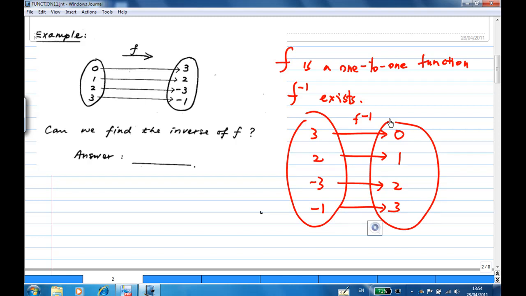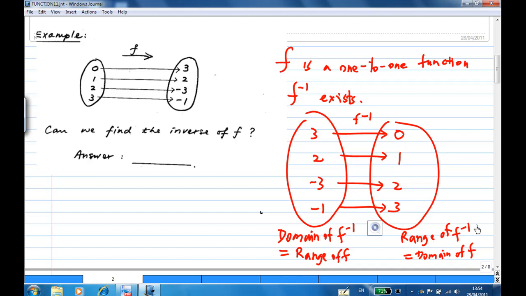And the domain of f inverse is the same as the range of f. And the range of f inverse is the same as the domain of f. So the answer is, can we find the inverse of f? Yes.